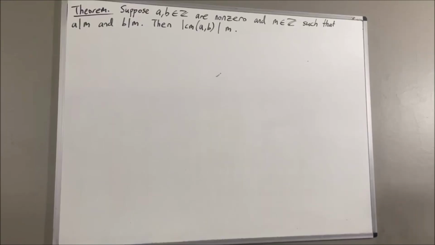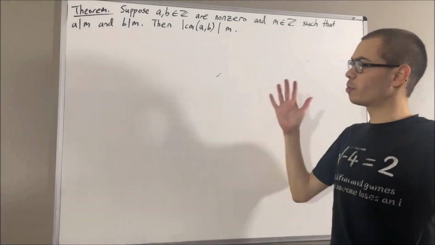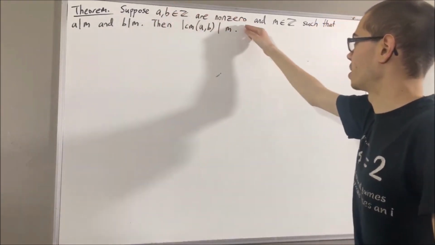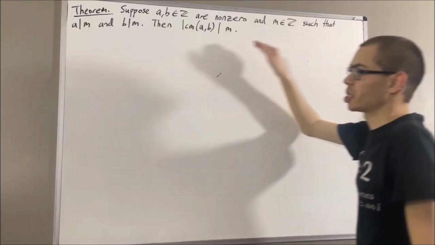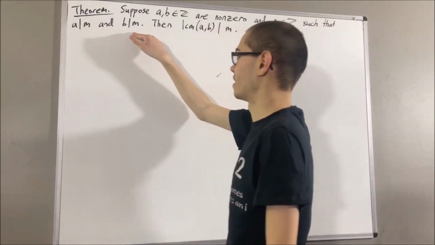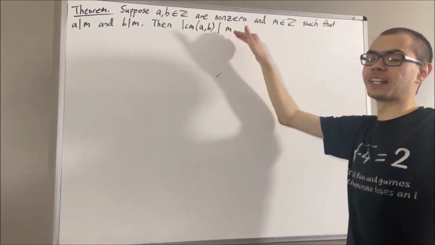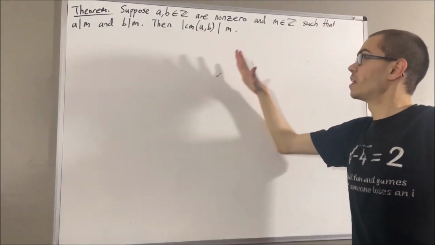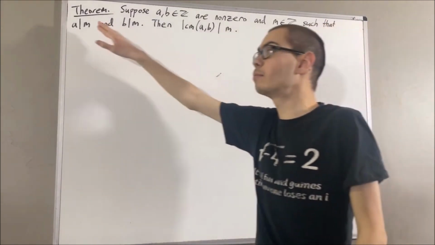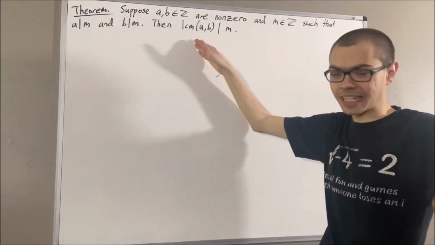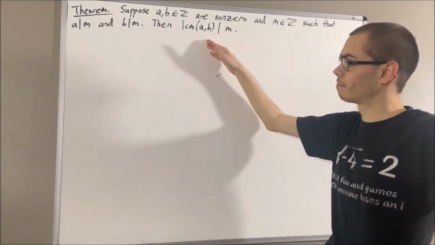Hello! In this video, we are going to prove the following theorem. Suppose a and b are non-zero integers, and m is an integer such that a divides m and b divides m. Then the least common multiple of a and b divides m. In other words, this is saying if m is a common multiple of a and b, then m is a multiple of the least common multiple of a and b.